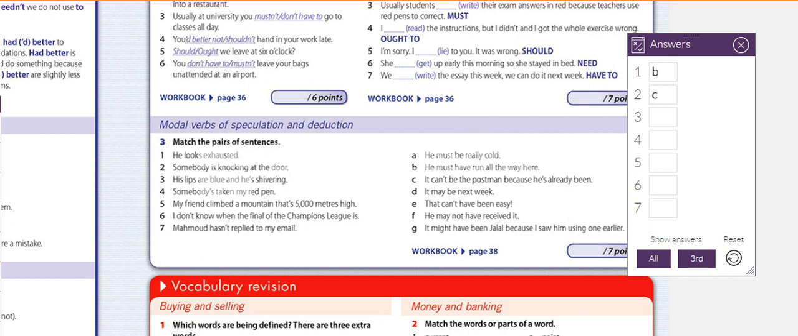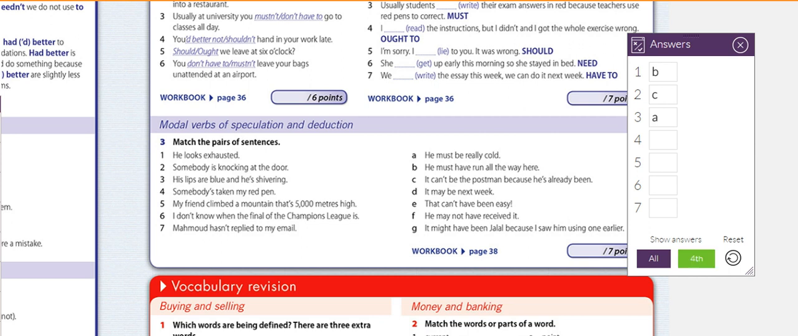Number 3. His lips are blue and he's shivering. Yes, A. He must be really cold. His lips are blue and he's shivering, so he must be really cold.